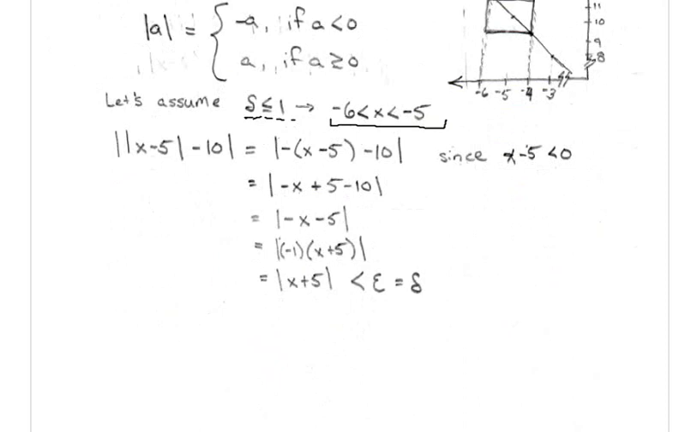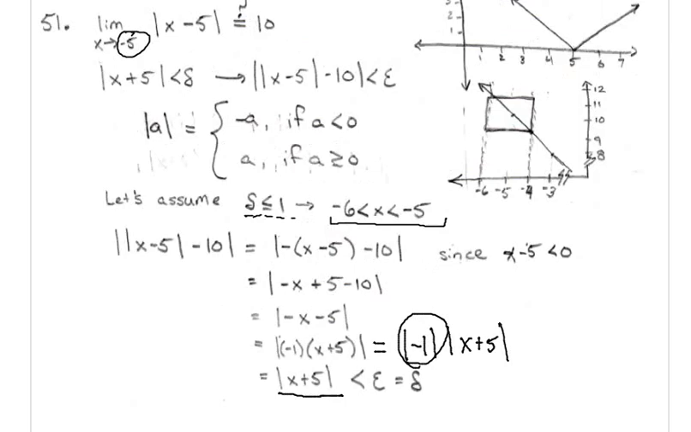So the absolute value of x minus 5 minus 10 becomes the absolute value of negative quantity x minus 5, and quantity minus 10. Distribute this negative, and I get negative x minus 5. I can factor out a negative 1 from the first and second term here, which would be equal to negative 1 times x plus 5. I can bring this negative 1 out of the absolute value, and the absolute value of negative 1 is just 1. So the absolute value of negative x minus 5 is actually equal to the absolute value of x plus 5. This is the width of our box.